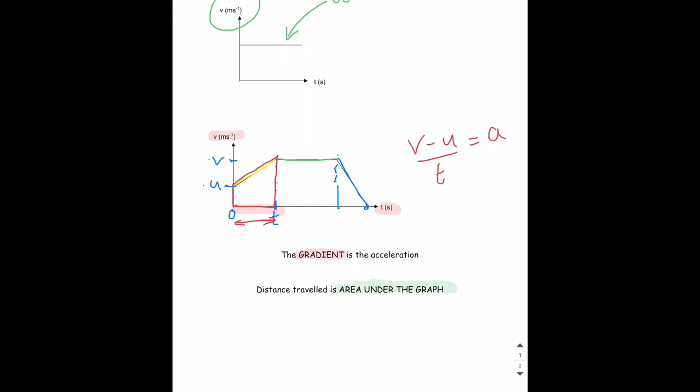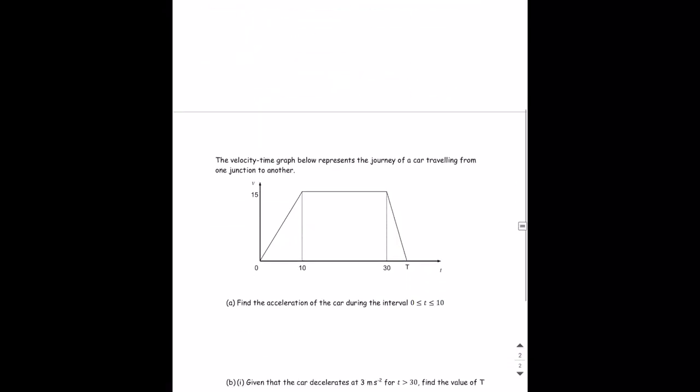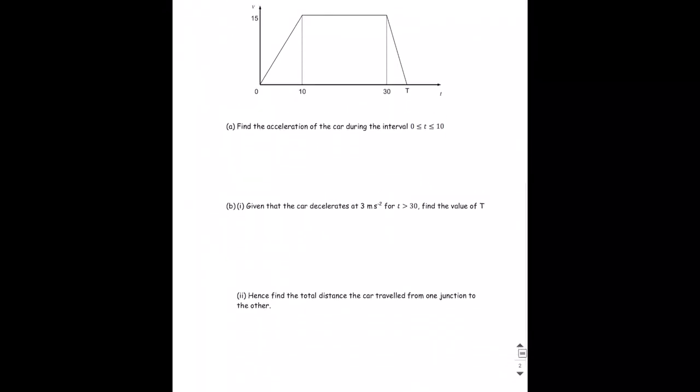Let's have a look at a quick example then of how these work. Very similar. Here, the velocity time graph below represents the journey of a car travelling from one junction to another. Like a good little driver, it was stationary, the velocity was 0 at the one junction. It sped up until it was going 15, that's probably 15 meters per second. It stayed at that velocity constantly for 20 seconds.